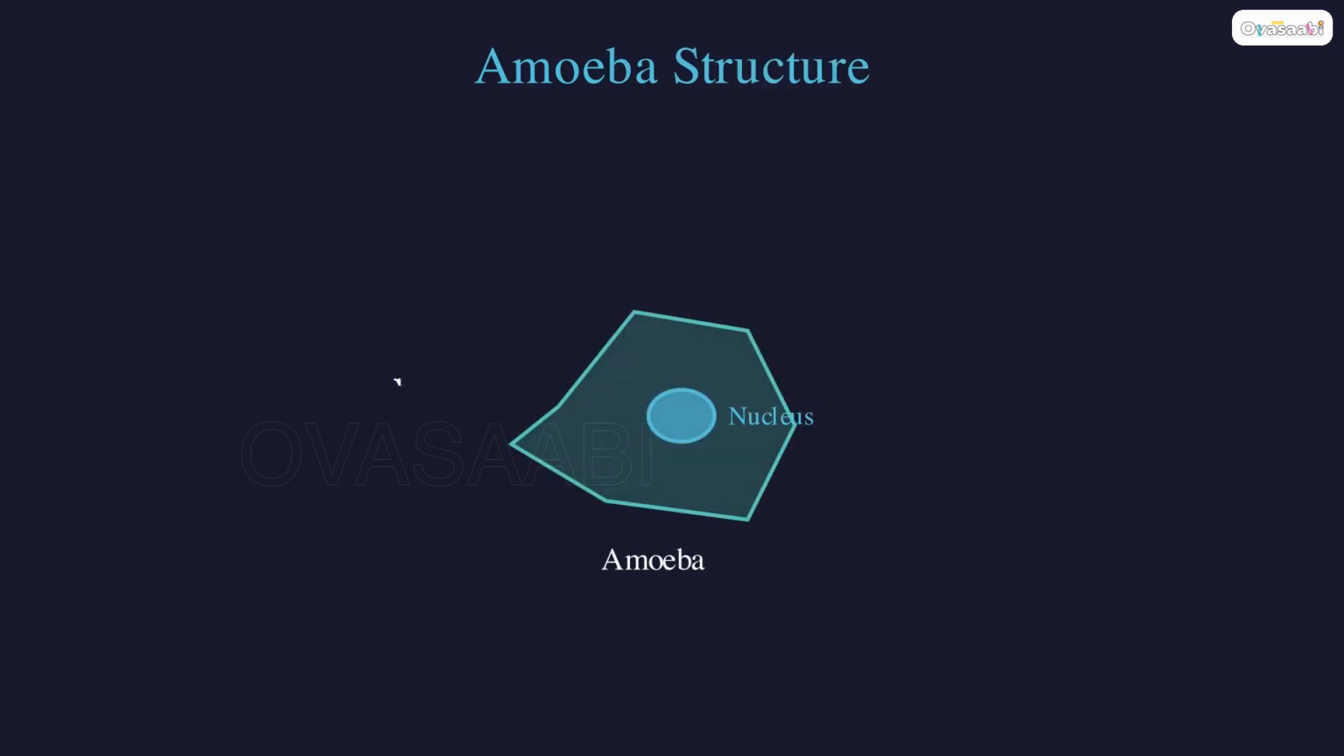Meet amoeba, a protozoan living in fresh water. It has a nucleus, food vacuole, and contractile vacuole. It moves and feeds using pseudopodia, finger-like extensions of its cell.